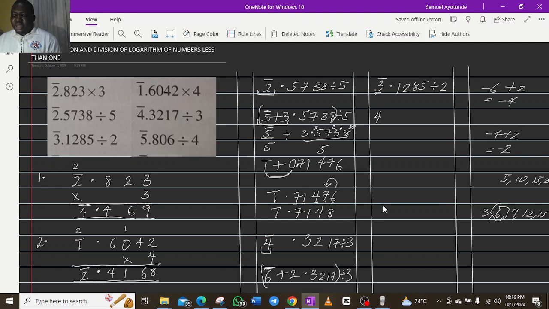So I write 4, I put the bar. Like I've said repeatedly, we are trying to replace the number here. So we need to find a positive number we add to 4 that will make the result 3. The only number is 1. If we add 1 to -4, the answer is -3. So if I add 1 to 4 bar, the answer is 3 bar. Then I write the decimal point, 1285.